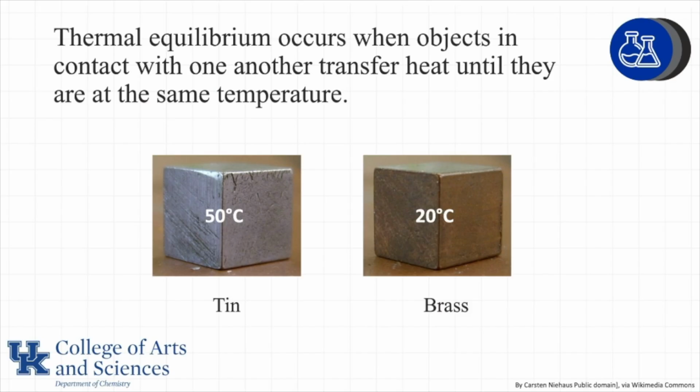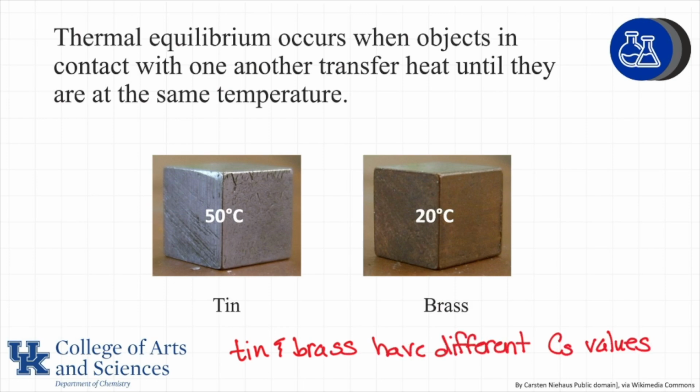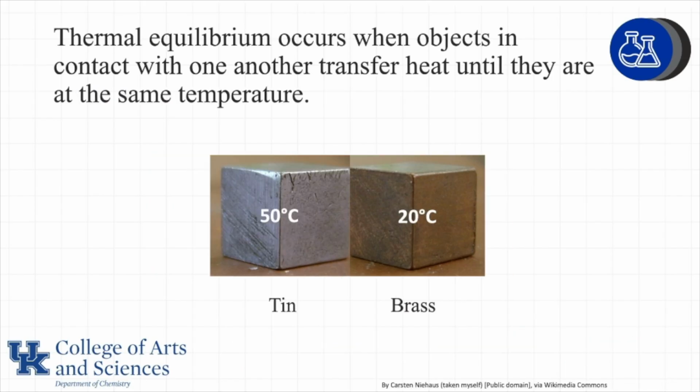If we have a block of tin at 50 degrees and a block of brass at 20 degrees, there is going to be the transfer, but these substances have different specific heat values. And as a result, the rate at which one loses heat and the rate at which the other gains heat is going to be a little bit different. When these two objects are placed in contact with one another, they will get to thermal equilibrium, and at that point, the temperature of the tin will equal the temperature of the brass.